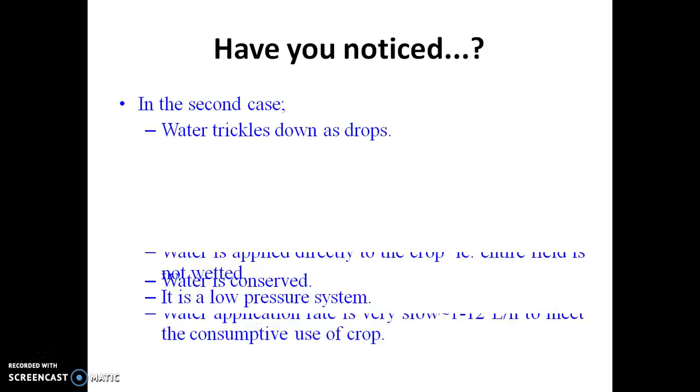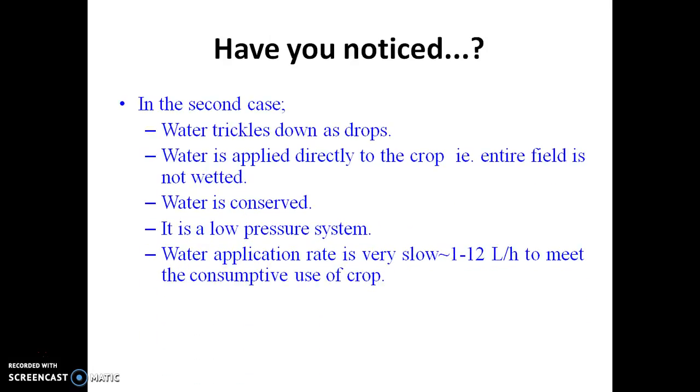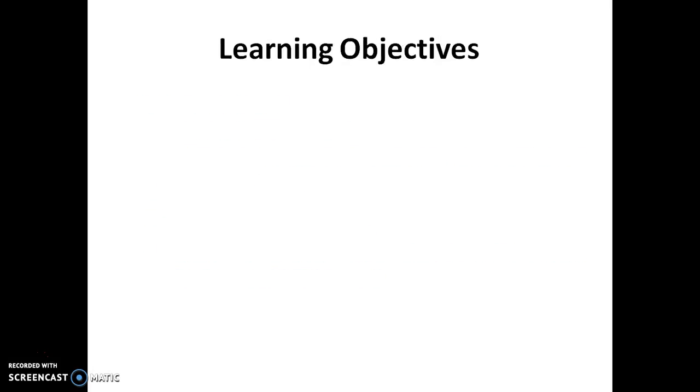Okay, so you may have noticed that there are some pipelines through which water is coming as drops or trickles down, and you can also see that water is applied directly to the crop near the root zone. And so if you adopt an irrigation system like this, you don't need to wet the entire land area just like in your surface irrigation methods. So it's more of a conserved system. And you can also see that since the pipeline system is a low pressure system, and also the water application rate is much slow, you just need to have the water to meet the consumptive use of crop.